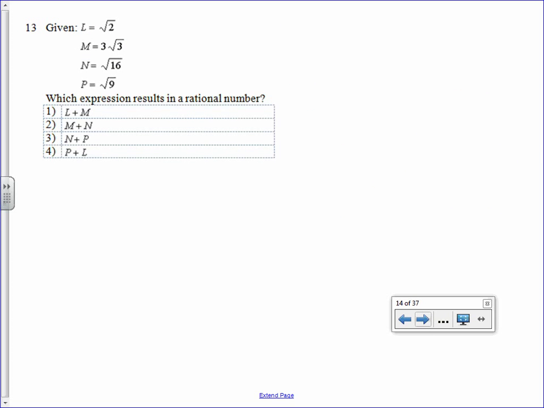Rational. For the most part, if you have an irrational number involved, your result's going to be irrational. The one exception is for multiplication and division. It is possible that two irrationals can give you a rational. Being how this is all addition, I have to be dealing with only rationals. Radical 2 is irrational. When you have radicals, it's only rational if you have a perfect square. 2 is not a perfect square. 3 is not a perfect square. 16 is. 9 is. The only two that are rational are n and p, so the only way to get a rational answer is n and p.